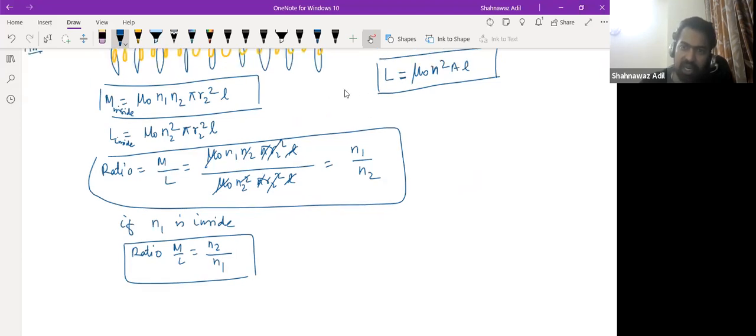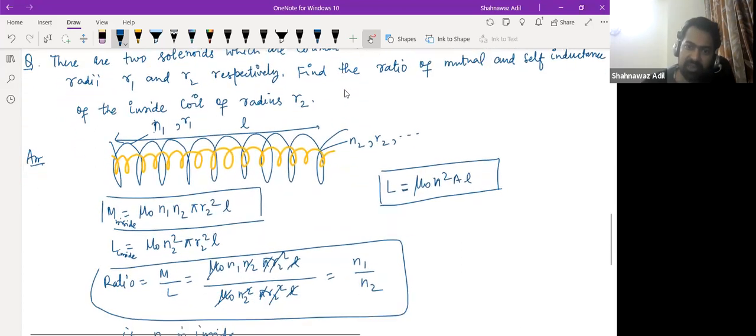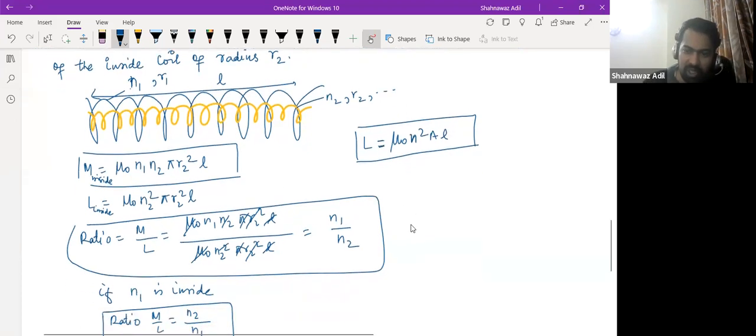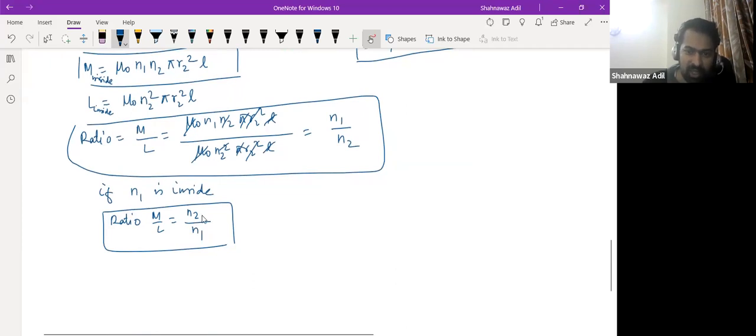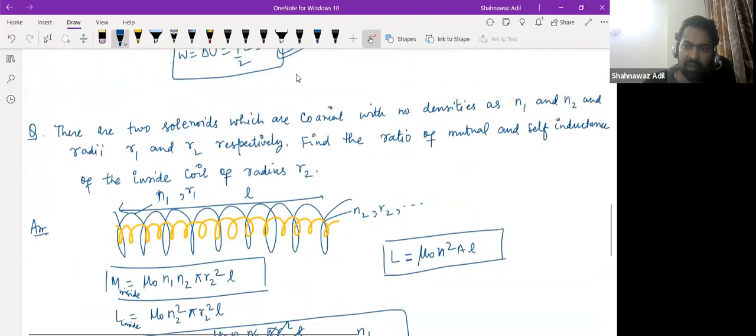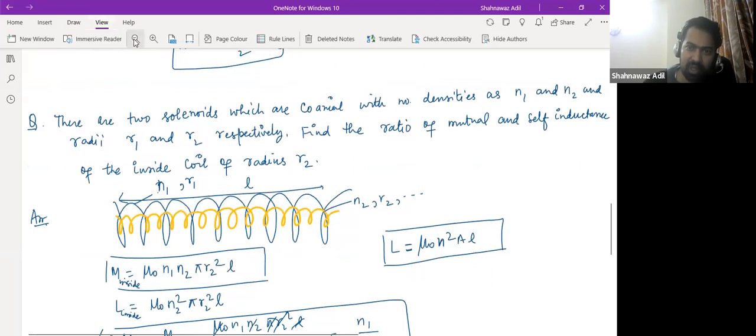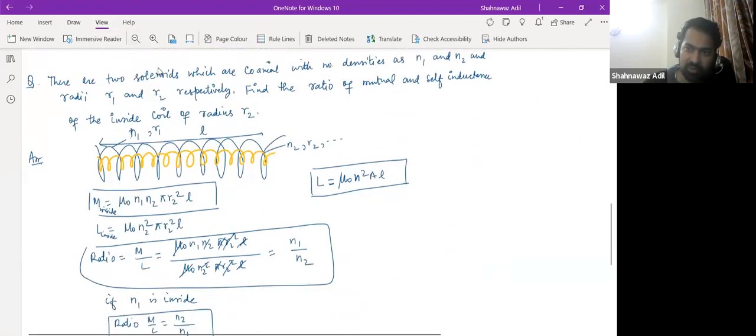Yes, sir. I'm saying that let's say the dimensions you have changed. So let's say the outward one is N2 and R2, and the inside one is N1 and R1. Then the ratio would be N2 by N. So this is what I'm saying. Is this clear? Yes, sir, clear. Yeah. So then please put it down and then other questions.